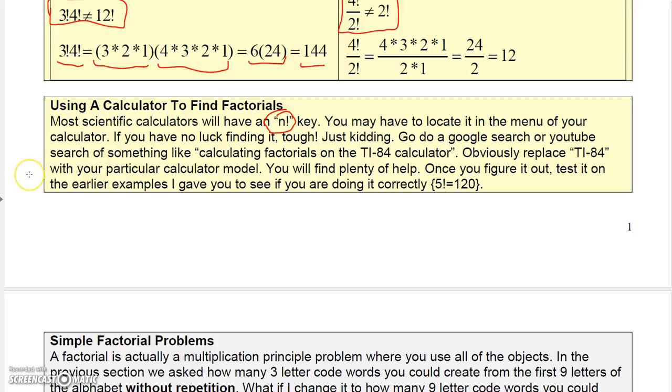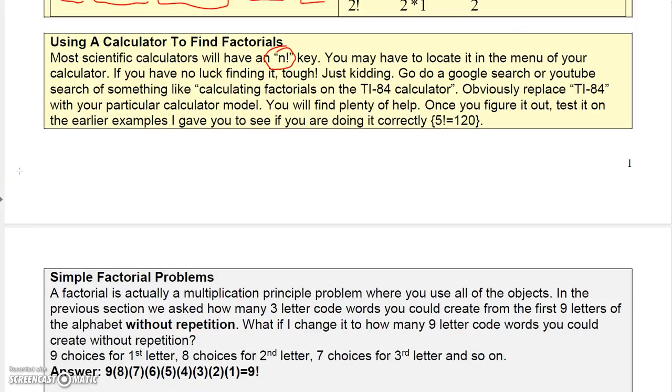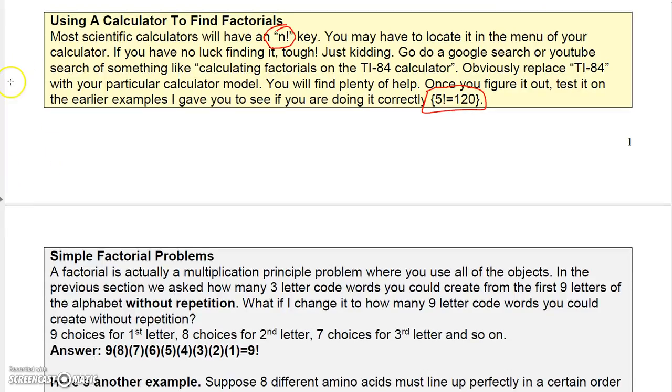So if it's a TI calculator, say how to solve factorials on my TI-84 calculator. I guarantee you'll find a bunch of videos that show you how to do this. Basically, all you have to do is figure out how to get 5 factorial into your calculator and then just hit enter and it'll give you the right answer.